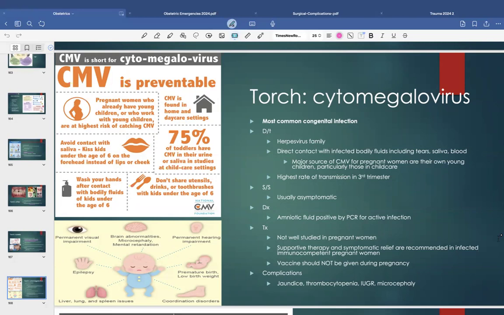We want to educate. They need to remember hand hygiene, sharing food and drinks, because most pregnant women are getting CMV from their babies, especially those in childcare. Seen that picture before, pulled it right from the infectious disease lecture. Those are your key things to remember in pregnant women for CMV.